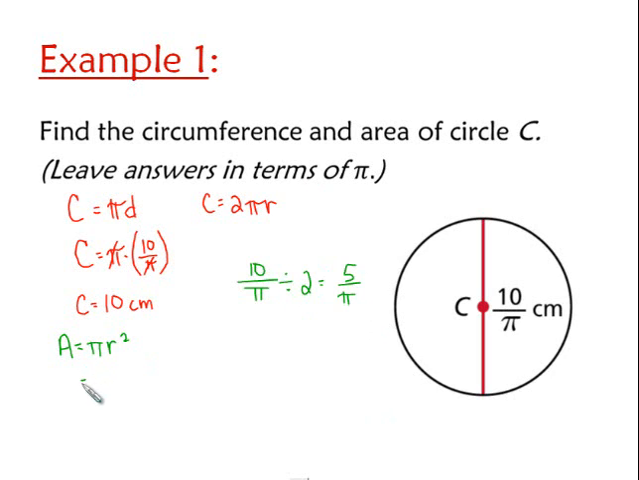Okay, so I can go ahead and plug this in. The radius is 5 over pi. And the same thing happens here as it did with the circumference. The pi's will end up canceling out. So that means that my area is 5 centimeters squared.